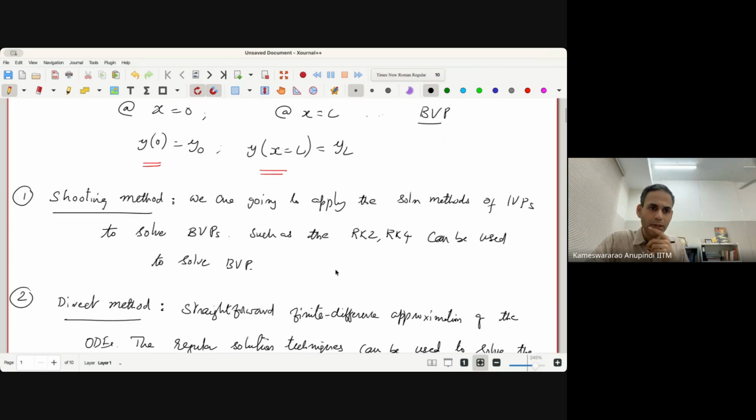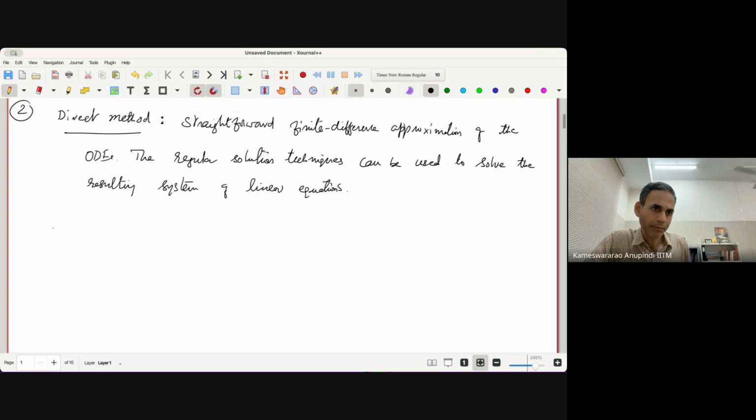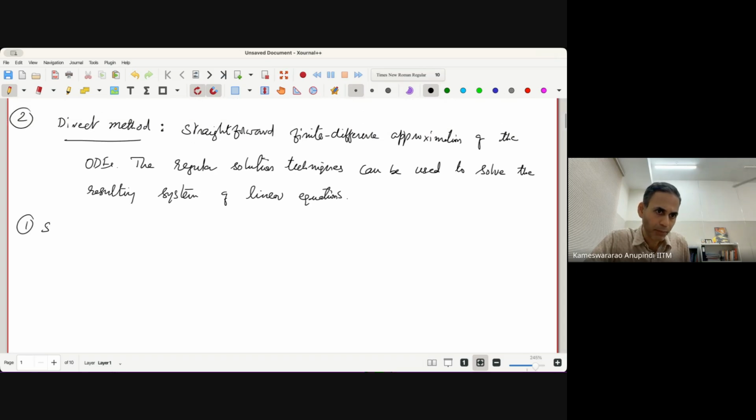Let us first look at the shooting method, and then we'll come back to the direct method. So let us look at the shooting method.